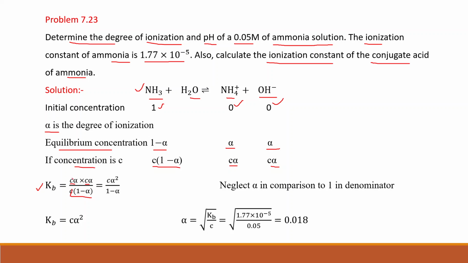This C is cancelled by C, so we will get C alpha square divided by 1 minus alpha. Now again, we can neglect this alpha in comparison to 1 in the denominator. So we will get Kb is equal to C alpha square. With the help of this, we can find out alpha is equal to square root of Kb by C. Put the value. Kb is 1.77 into 10 to the power minus 5, and C is 0.05, which is given in the question. If we solve it, we will get 0.018. This is the degree of ionization. Clear?